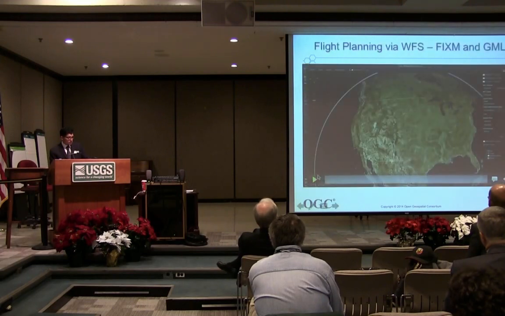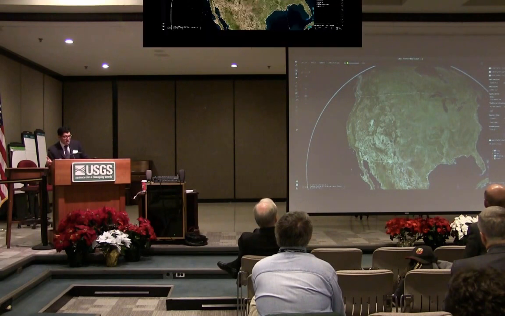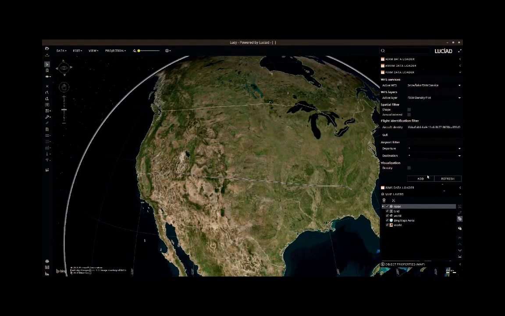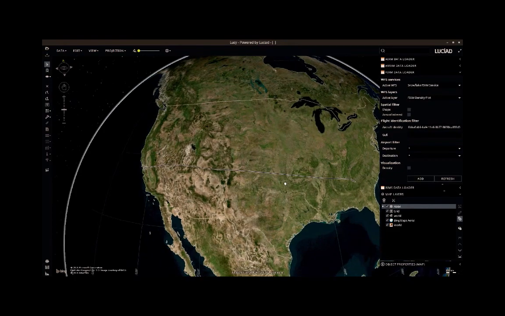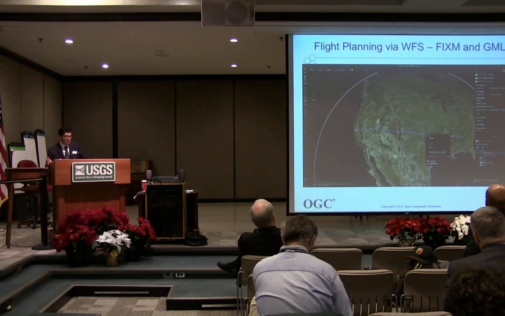So meanwhile, an operator of Green Airlines is scheduling a flight from Atlanta to San Francisco. The flight information is exchanged via a web feature service that uses an encoding called FIXM, which uses GML to encode geometries.